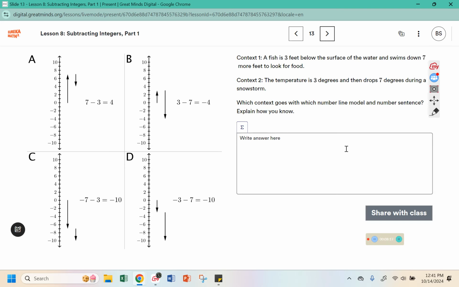Context 1. A fish is 3 feet below the surface of the water and swims down 7 more feet to look for food. The temperature is 3 degrees, then drops 7 degrees during the snowstorm. Which context goes with which number line and number sentence? Explain how you know. If you are 3 feet below, that would be -3. And then we swim down 7 more. So we're going down 7 more for a total of -10.